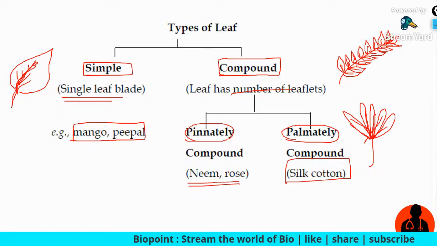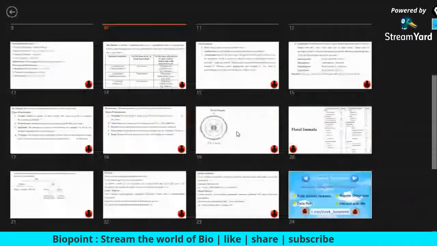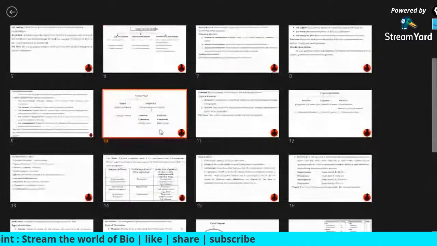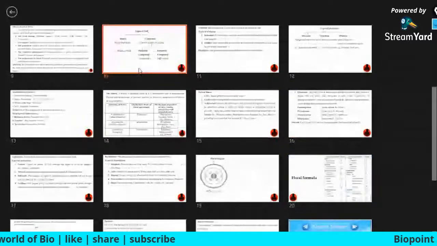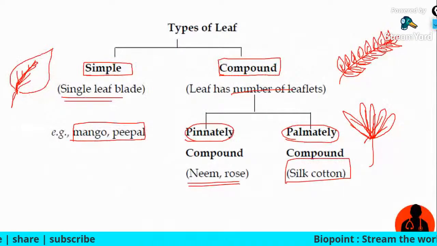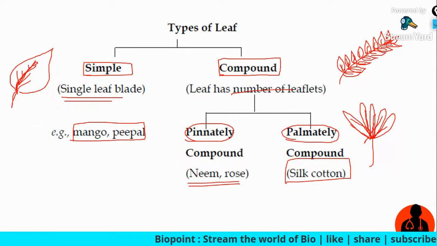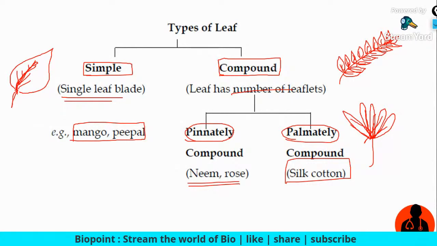I'll show you how many slides are left. We have reached 10. We have 23. Okay, so hope it's clear. Single leaf and compound leaf along with the examples you have to study. Thumbs up on the chat box, everyone.